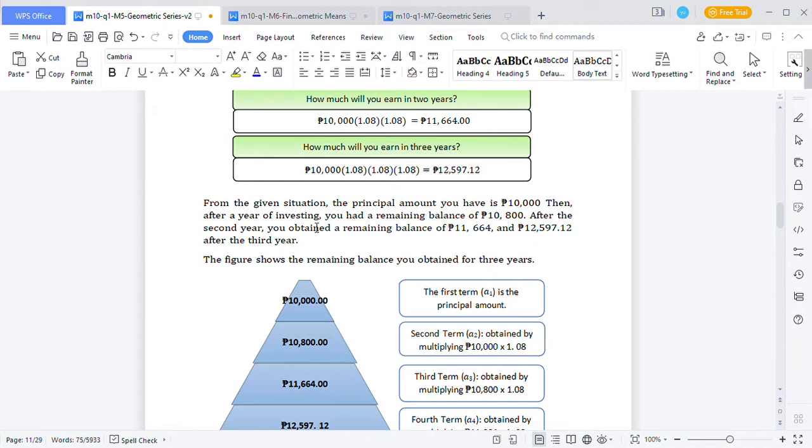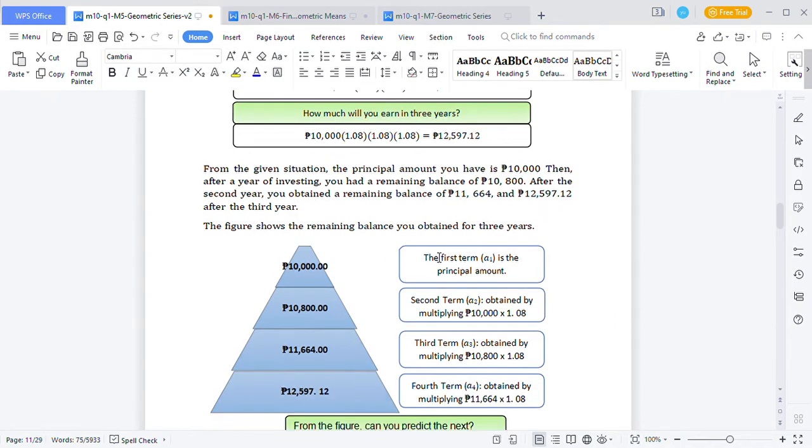So from the given situation, the principal amount you have is 10,000 pesos. Then after a year of investing, you put it in the bank, and you had a remaining balance of 10,800. So your interest is 8%. And after the second year, you obtain a remaining balance of 11,664, because you multiplied 1.08 twice since it is 2 years. And after the third year you have 12,597. So the figure shows the remaining balance you obtained for each year.